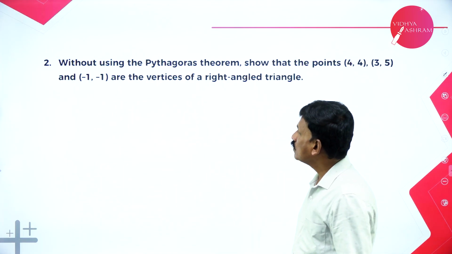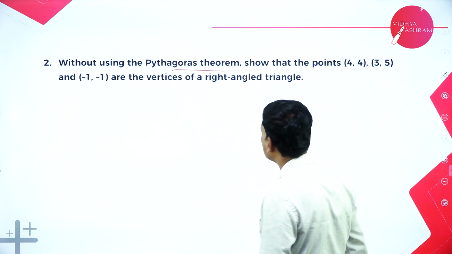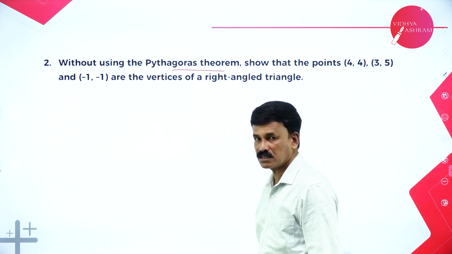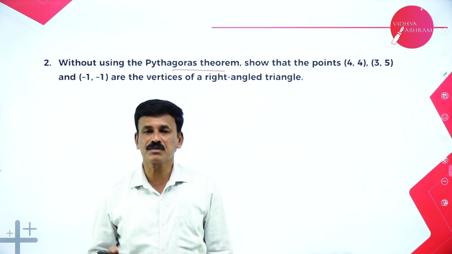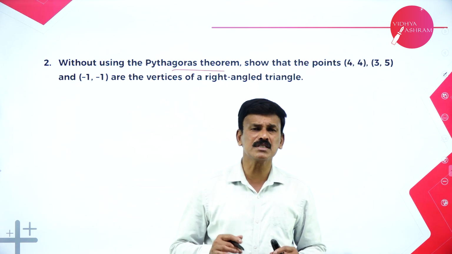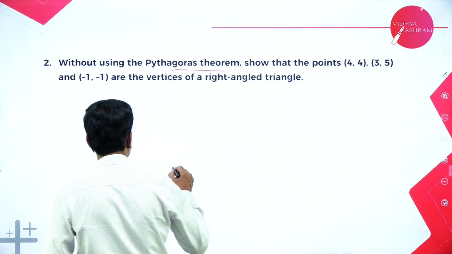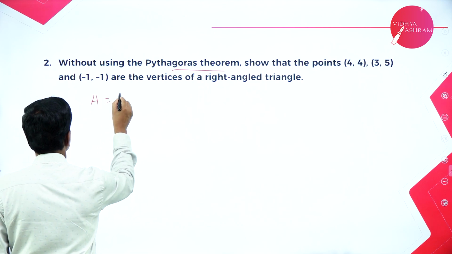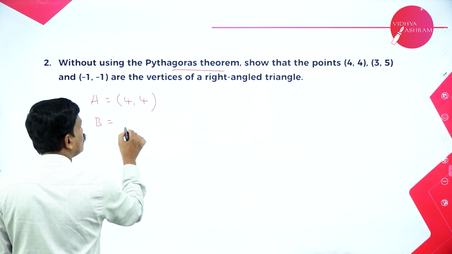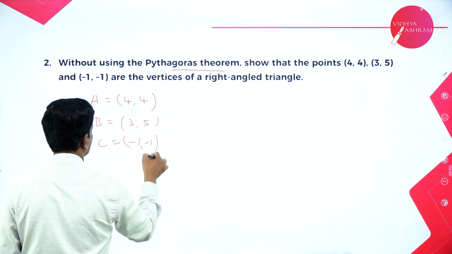What is the next problem? Without using Pythagoras theorem, show that the points (4, 4), (3, 5) and (minus 1, minus 1) are the vertices of a right angle triangle. So without using Pythagoras theorem, you have to verify these are the vertices of a right angle triangle. Okay. Just very simple. Find out the slope of AB, BC and CA. So what is given? A is equal to (4, 4), B is (3, 5) and C is (minus 1, minus 1).